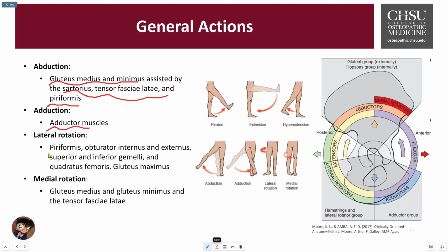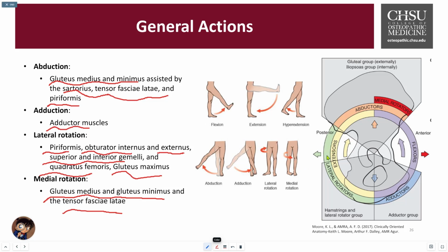Lateral rotators are going to be your piriformis, obturator internus, OI, obturator externus, OE, superior and inferior gemelli, as well as quadratus femoris, and of course your gluteus maximus. And then the main medial rotator of the lower leg will be your gluteus medius and minimus paired with your TFL. Your gluteus maximus is your main hip extensor.